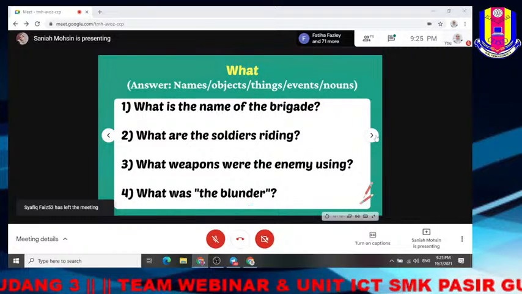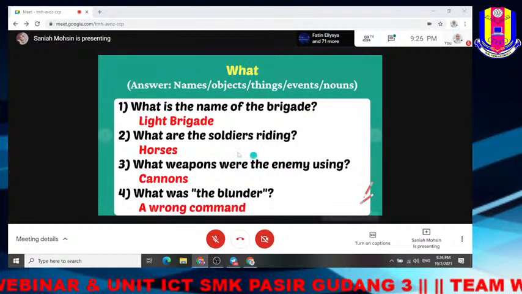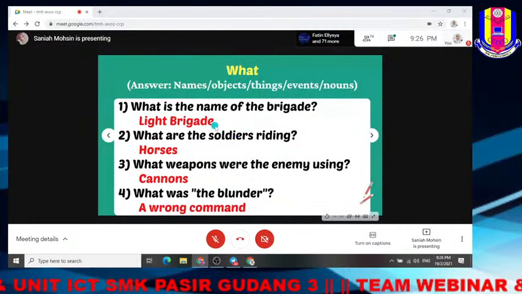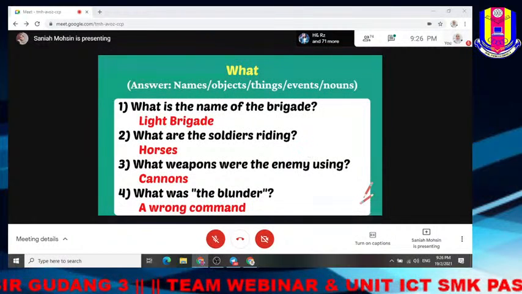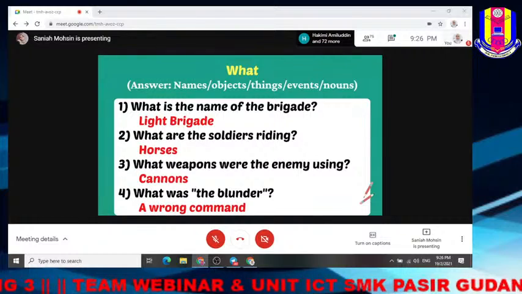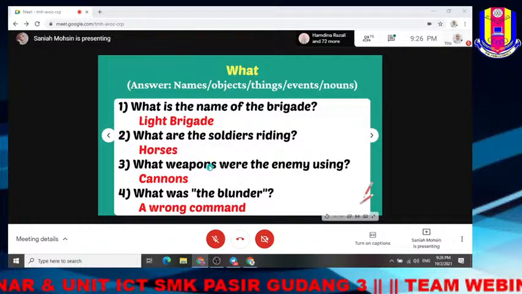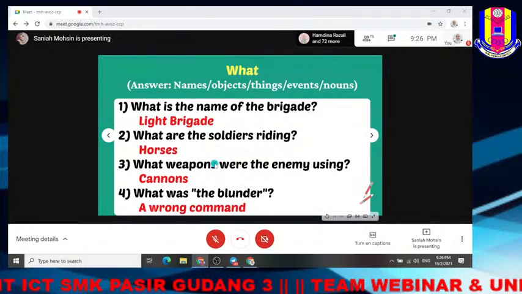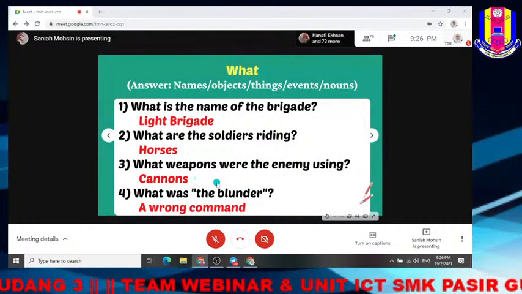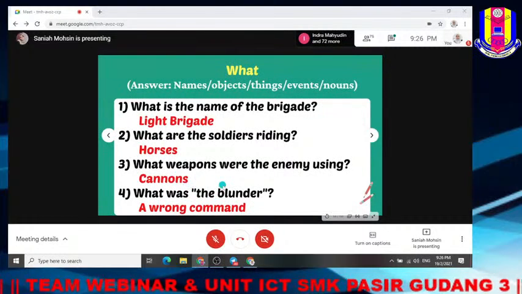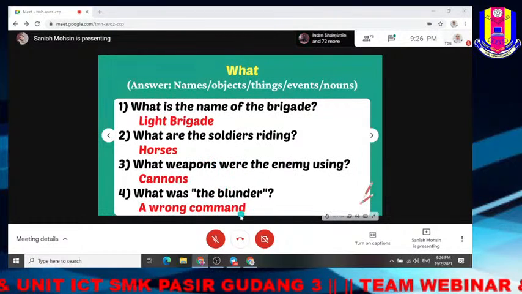Okay, ini soalan mudah lah. Okay, nampak macam ni pun kamu kata, kacang lah teacher, boleh jawab punya. Okay, what is the name of the brigade? Okay, nama light brigade. Okay, soldiers riding. Okay, they are using horses, kuda. What weapons were the enemy using? Okay, actually kat sini pun saya agak salah juga sebab weapons senjata ada S. So actually sepatutnya saya kena bagi lebih daripada satu. For example, cannons and guns, rifles, okay, letak lebih daripada satu bila soalan tu minta.